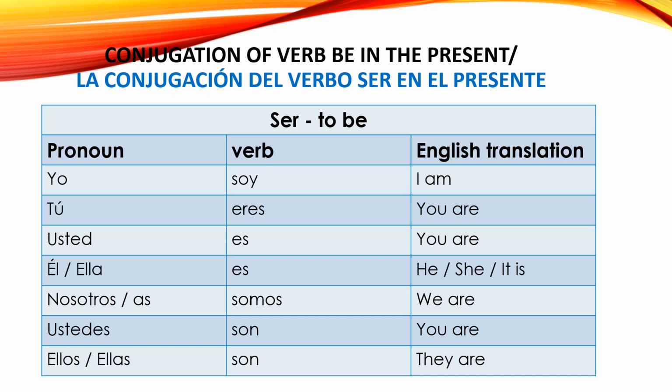Ustedes son. You are. Because remember that in previous videos I explained that you has three different meanings in Spanish. Ellos son. They are. Ellas son. They are.